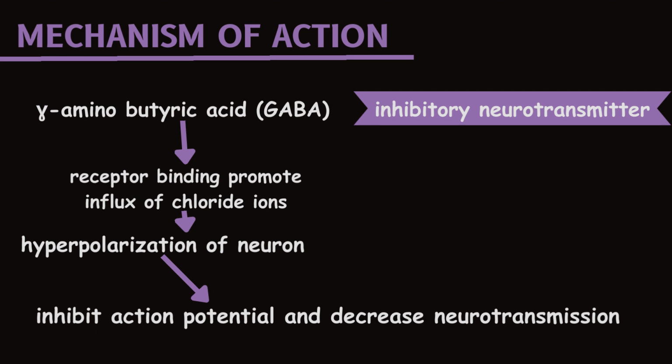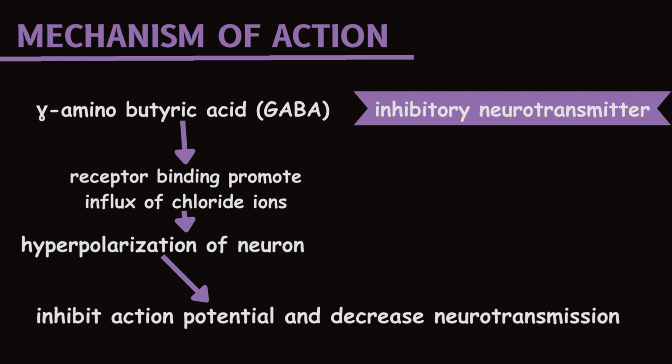Benzodiazepines are anxiolytic drugs and considered to be safer and more effective than barbiturates and meprobamate. Starting the lecture with its mechanism of action, GABA is the inhibitory neurotransmitter of the central nervous system. By binding to their receptors, they promote the influx of chloride ions, resulting in hyperpolarization of the neuron, inhibiting formation of action potentials and decreasing neurotransmission.